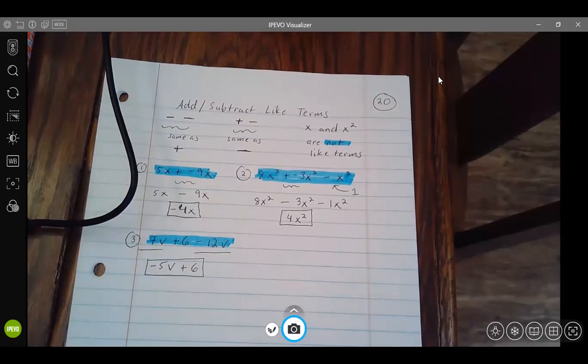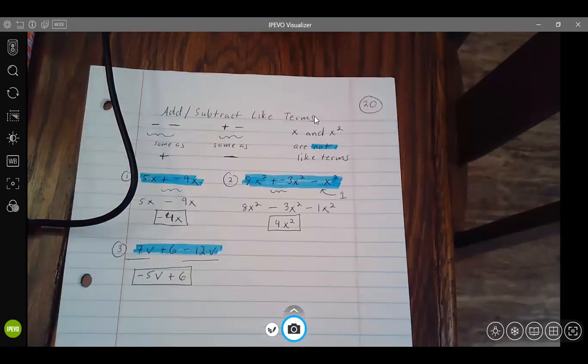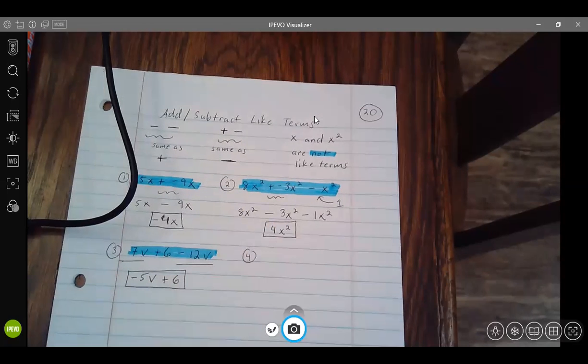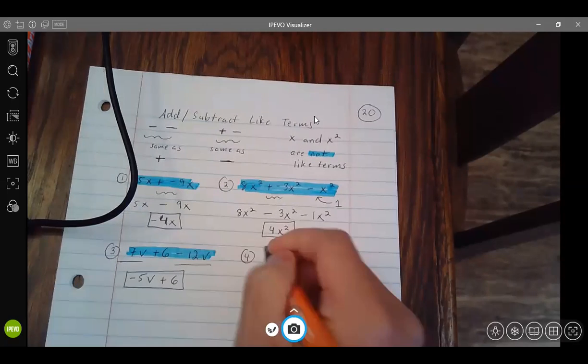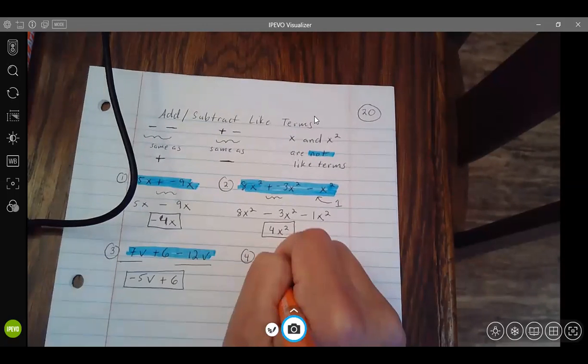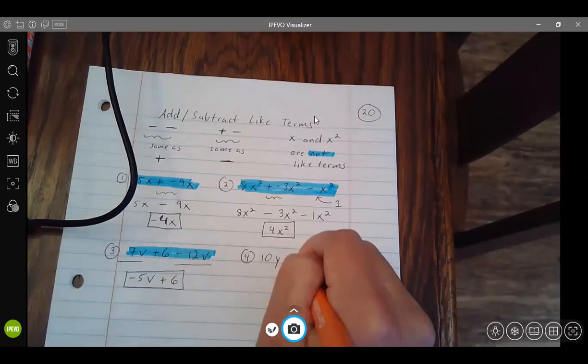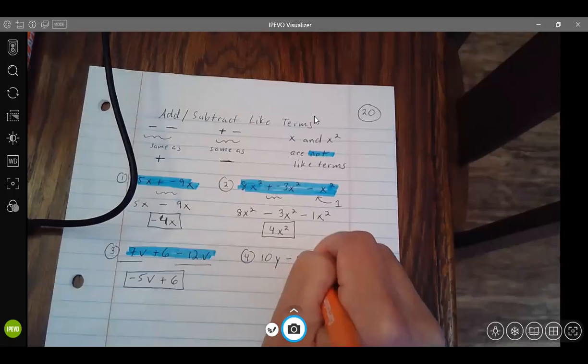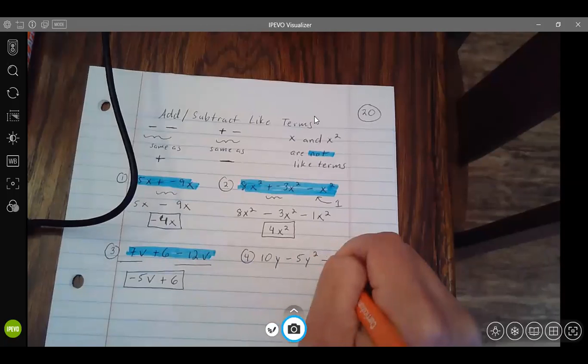Okay. All right, number 4. Let's do another one. So I have this. Number 4, I have 10y minus 5y squared minus negative 9y.